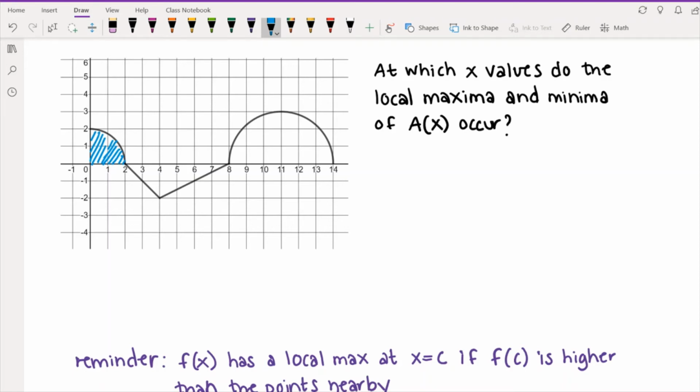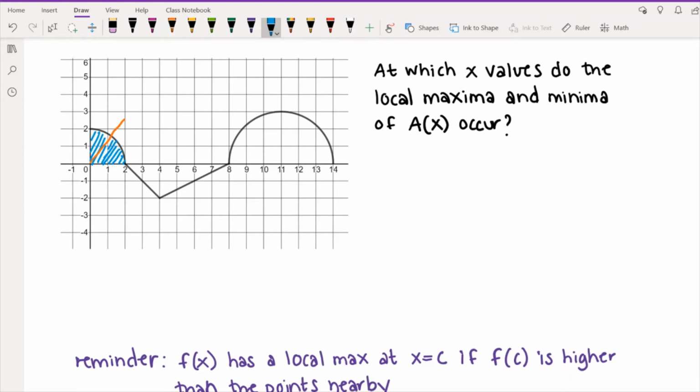And so that means that our area function is going to be, and again, this is not really accurate to exactly what it would look like, but it's increasing. The area function is going up from 0 to 2 because you're adding more area. You're increasing the area.